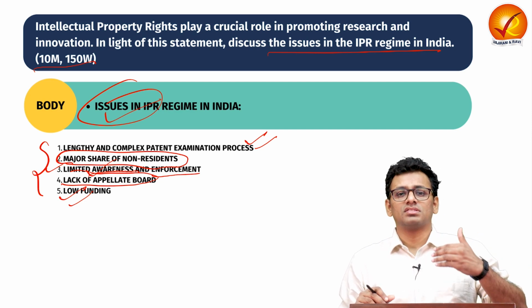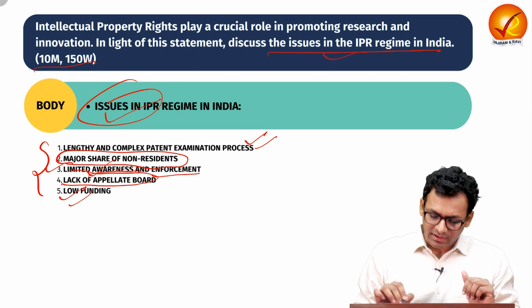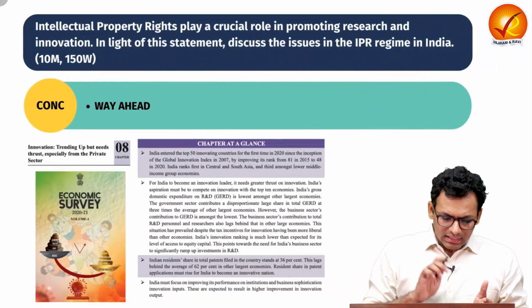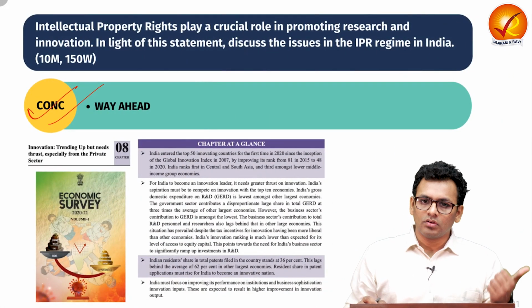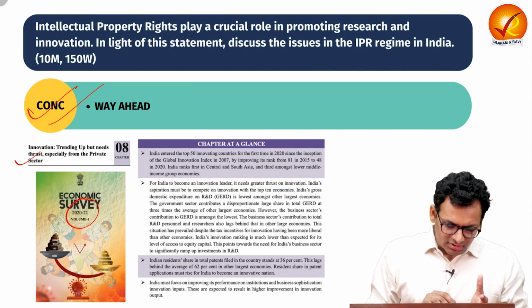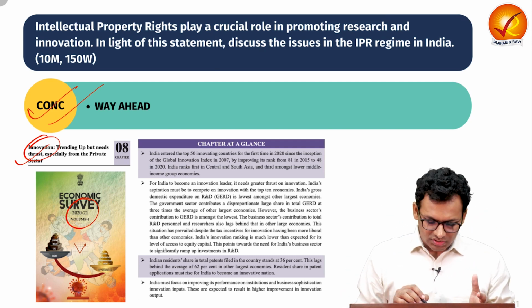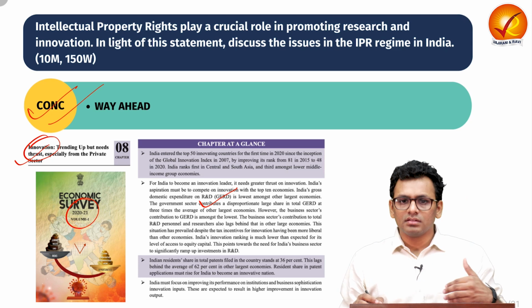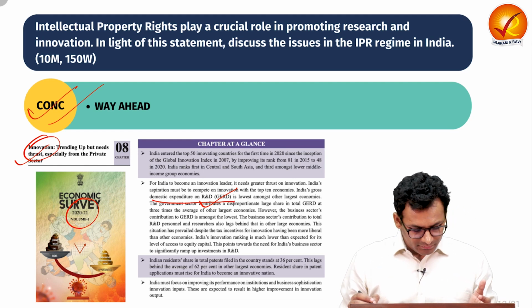So that is something which the nation must ensure to tackle the issue with respect to the IPR regime. In the conclusion, you have the opportunity to cite Economic Survey, specifically of 2020-21, Chapter 8, which talked about innovation. You can talk about how India must ensure to spend a higher amount of funding for research and development, which is India's gross domestic expenditure on R&D.